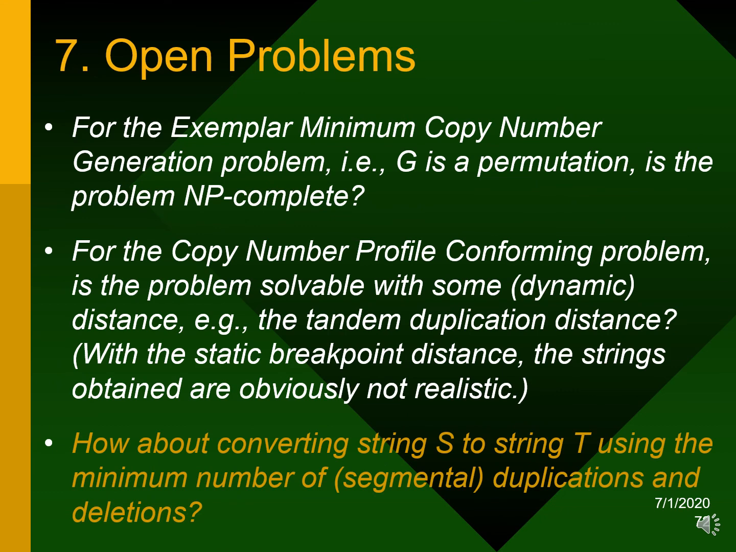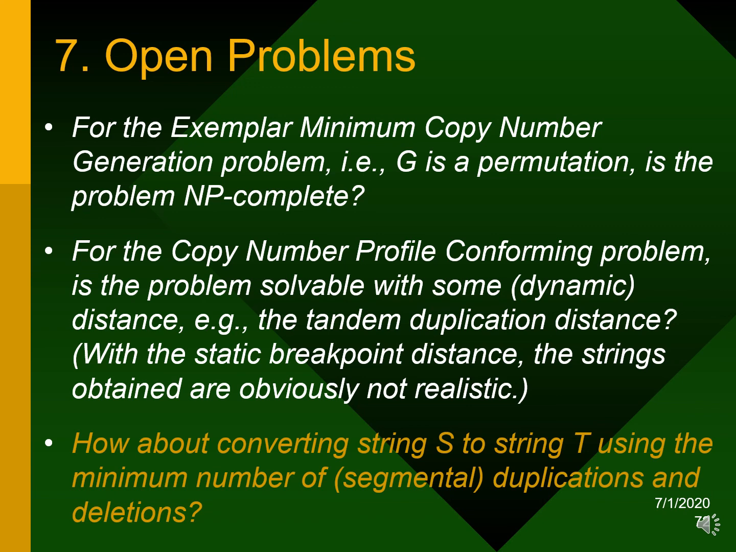Open problems. First of all, for the MCNG problem, when S is a permutation, or G is a permutation, we don't know whether the problem is NP-complete. And secondly, for the copy number profile conforming problem, we don't know whether the problem is solvable using any of the other distances except the breakpoint distance, for example, tandem duplication distance.